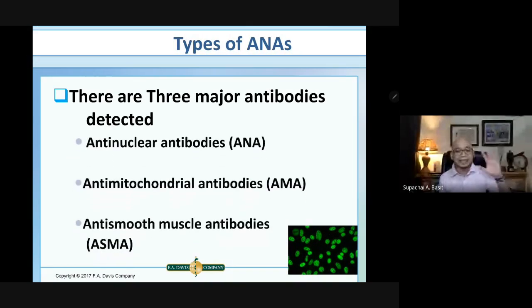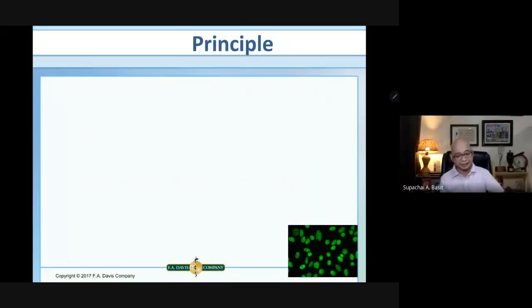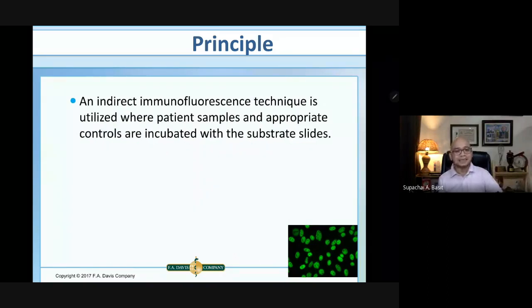There are three major antibodies detected: anti-nuclear antibodies, anti-mitochondrial antibodies, and anti-smooth muscle antibodies. An indirect immunofluorescence technique is utilized. And what is our sample? Our sample is patient serum.